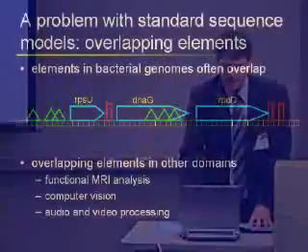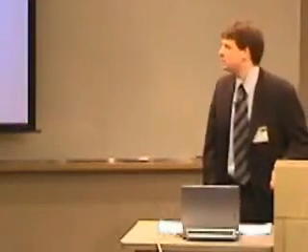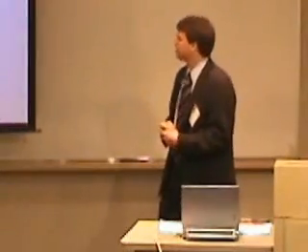Okay, if there are no more questions, I'll move on to the second part, where I'm going to talk about specific algorithmic contributions that our work has made. Now I'm going to talk about a problem with standard probabilistic sequence models: they don't naturally handle overlapping elements. This is an issue in our case because elements in bacterial genomes frequently overlap each other.